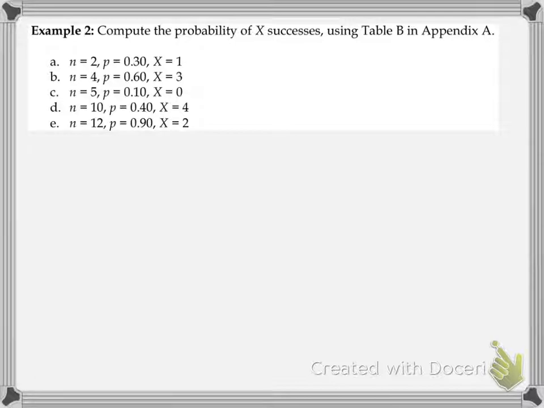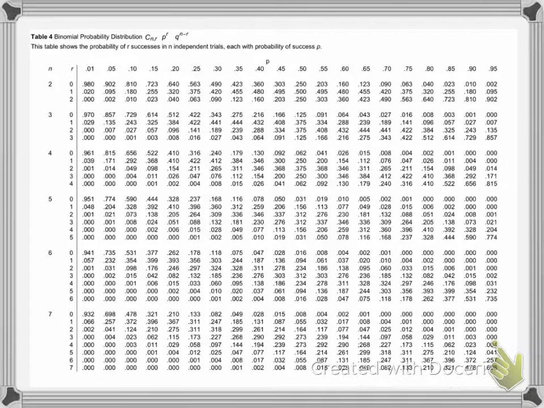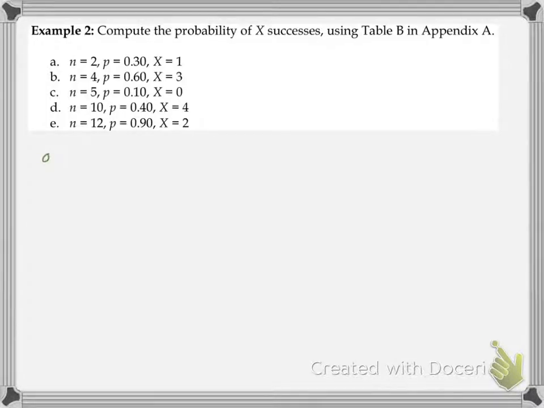However, here is table B, and I've uploaded it. It's going to look something like this. It may look a little different, but basically, if we look here at A, it says compute the probability of X successes using table B in Appendix A.